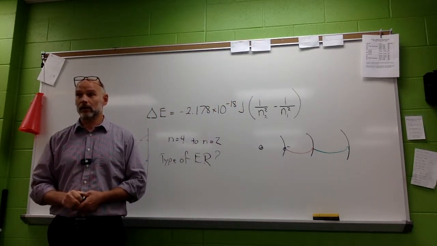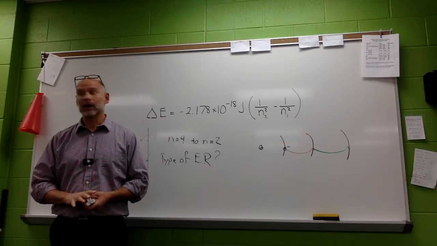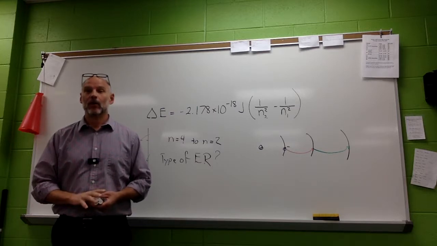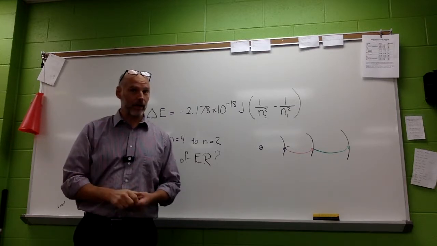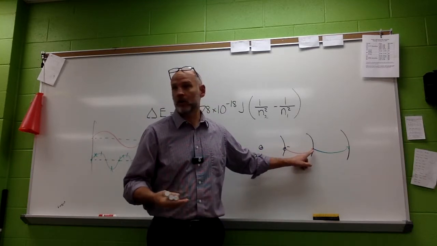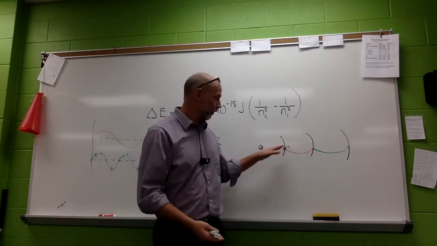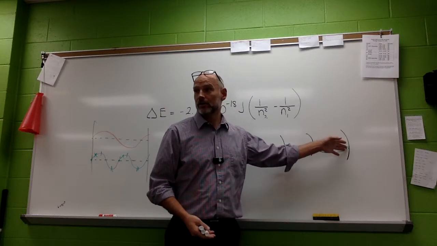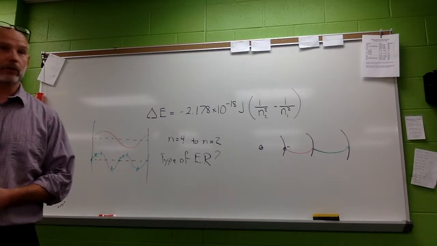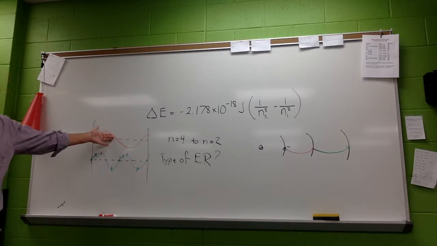Anybody notice what I did there? Why did I use different colors? Not Christmas. Good try. What's that? Different amounts of energy. So to go from here to here really requires only a little bit of energy, whereas to go from here to here requires more energy. And red and green on the electromagnetic spectrum, which one's lower energy? Red. We already discussed that, right?